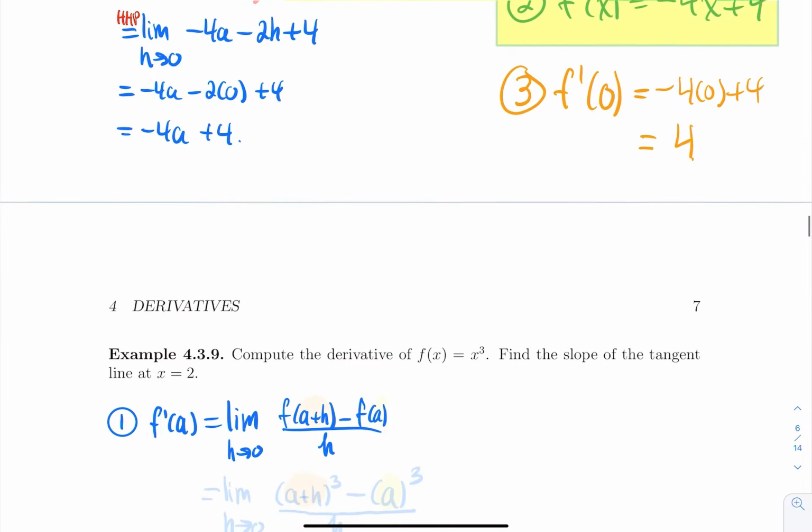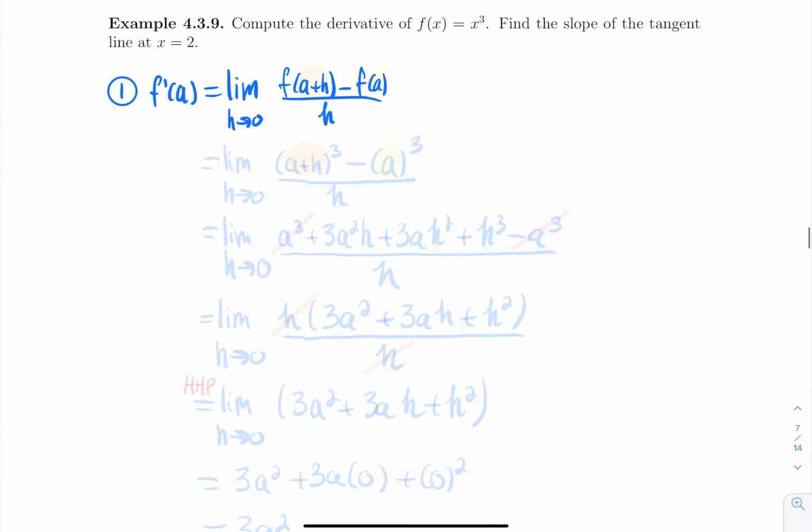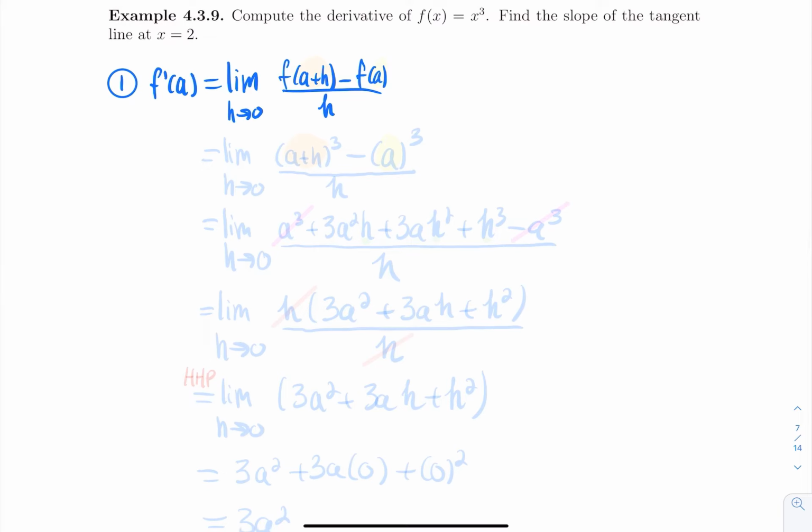All right, let us do another example. Let's compute the derivative of f of x equal to x cubed, and then we will use the derivative to find the slope of the tangent line. Again, the solution always starts the same way. F prime at a is equal to the limit as h goes to 0 of f of a plus h minus f of a divided by h.